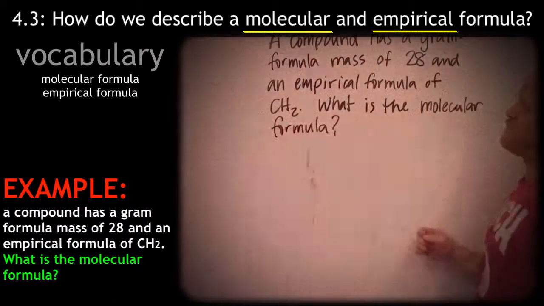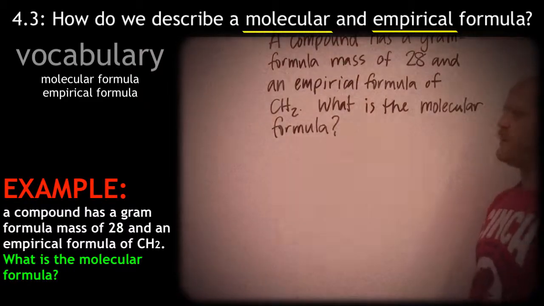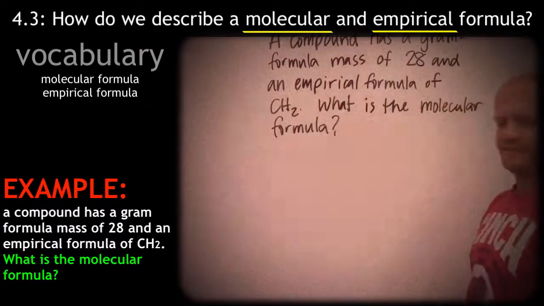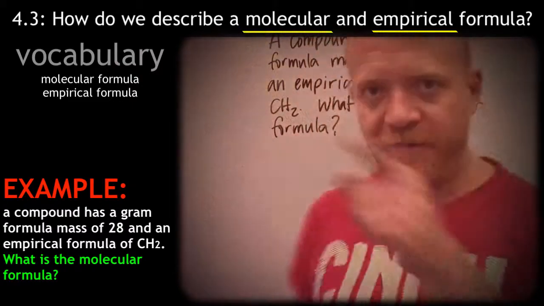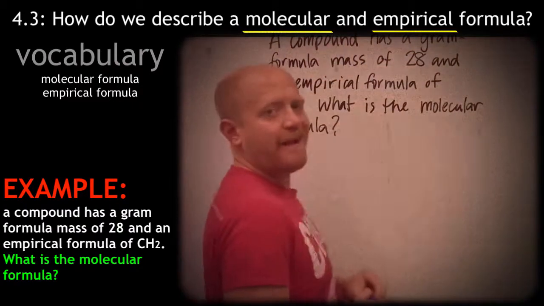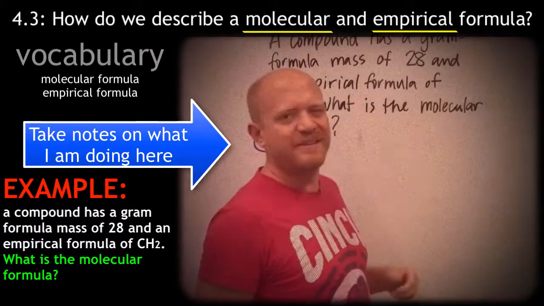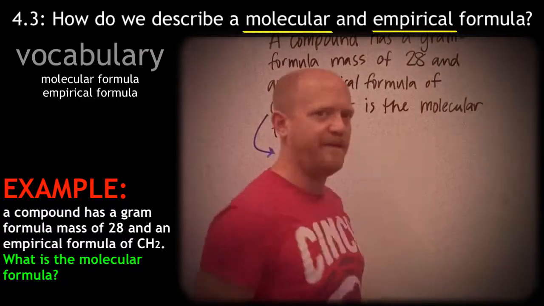Now, how can we use this practically? Okay, a compound has a gram formula mass of 28 and an empirical formula of CH2. What is the molecular formula? Here's what you do. First things first, let's figure out the gram formula mass of this one. There's a couple ways you can go about doing it. You're going to get practice working on this, so I'm going to let you figure out how you want to do it best.